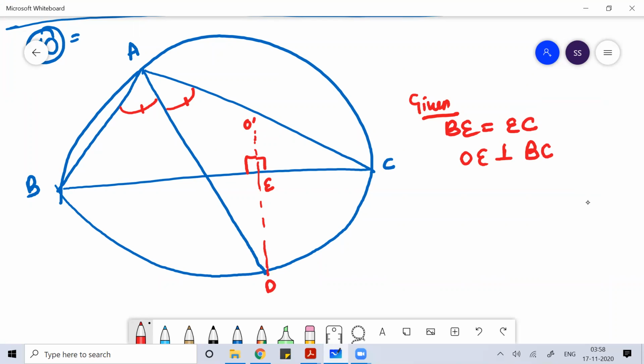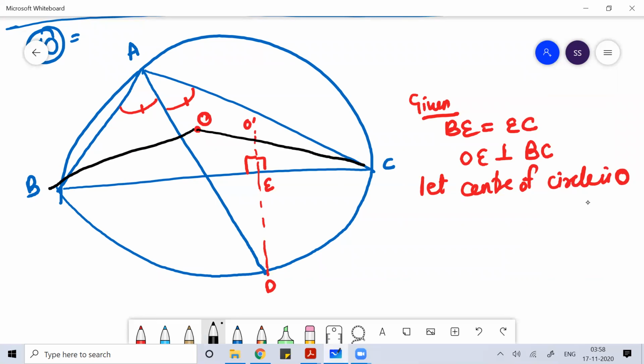So let the center of the circle be O. Suppose this is the center of the circle. So if this is X, this is X, so this will be 4X. Construction: join BD and DC.